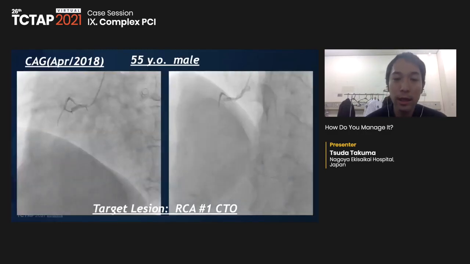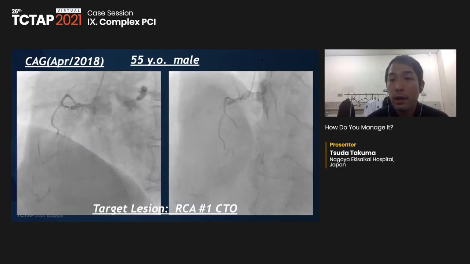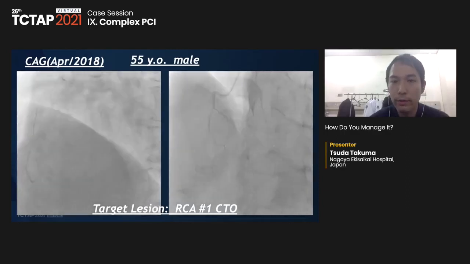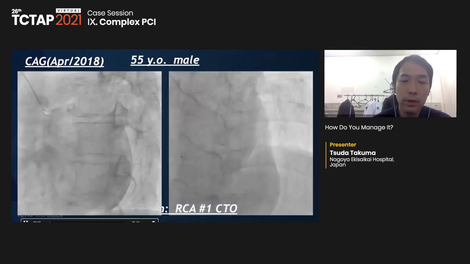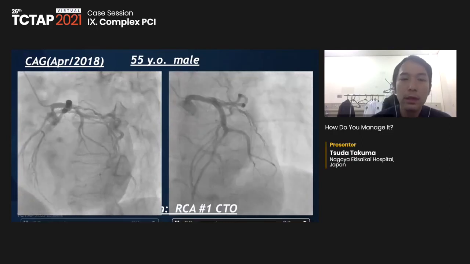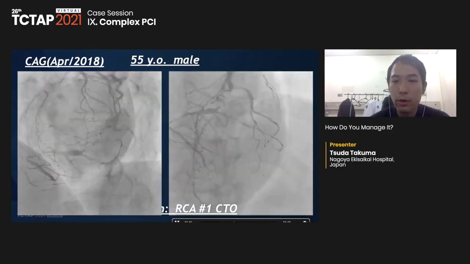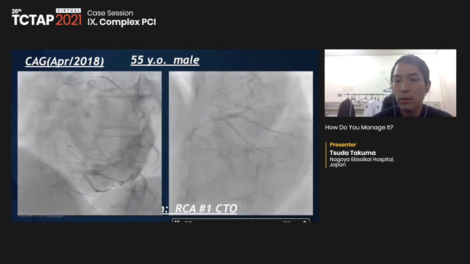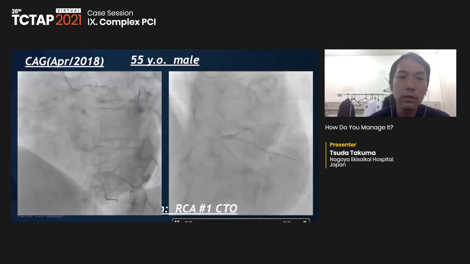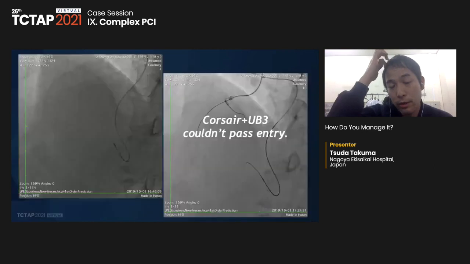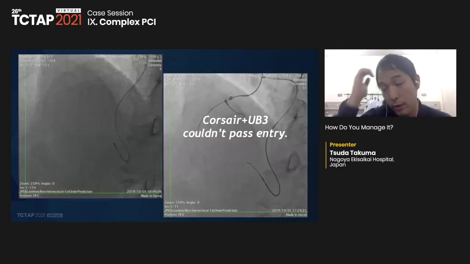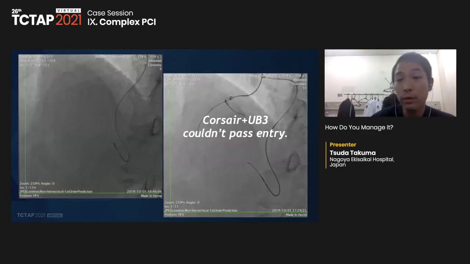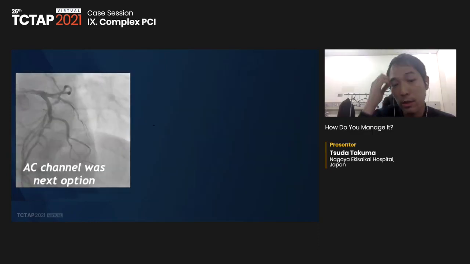I'm from the Nagoya Ekisaikai Hospital. I have no disclosure. The case was a 55-year-old with an RCA CTO. The CTO was very long, from the proximal to the distal PDA. She showed very good collaterals from the septal branch and also an AC channel. So I started the primary retrograde approach from the first septal with a Crosswire, but the septal channel couldn't be passed retrogradely, so I changed to the AC channel.